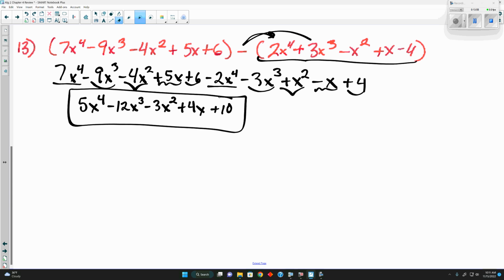Questions on this so far? But the real one with this here is just making sure we distribute that negative so that we have the correct sign. Distribute the negative, combine like terms. Any other questions on 13? We ready for 14?